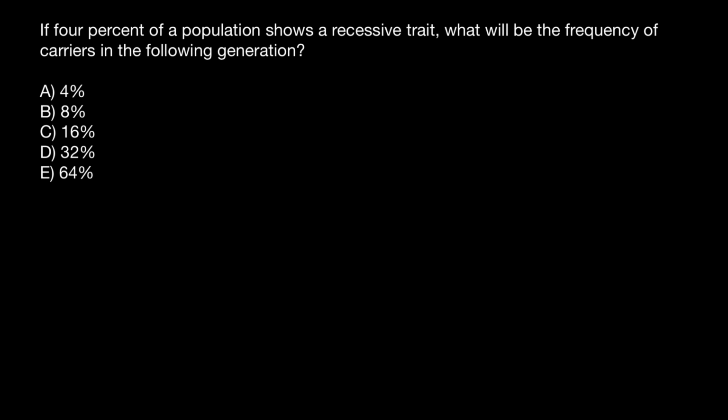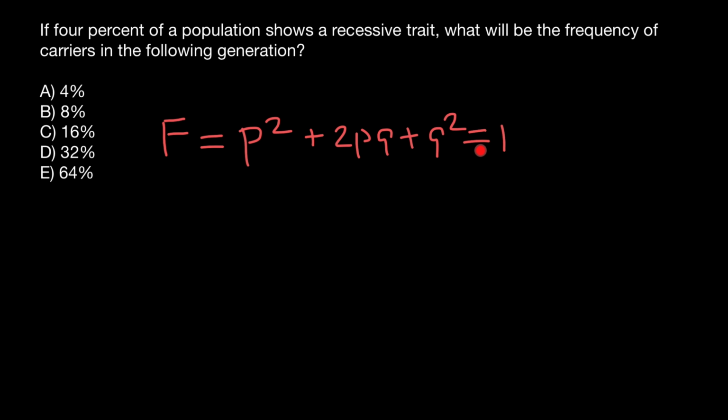In order to answer this question, all we have to know is the Hardy-Weinberg formula, where the frequencies of the three genotypes equal p squared plus 2pq plus q squared, and all this combined would equal 1 or 100%. In this formula, p squared stands for the homozygous dominant genotype, 2pq stands for the heterozygous genotype, and q squared stands for the homozygous recessive genotype.